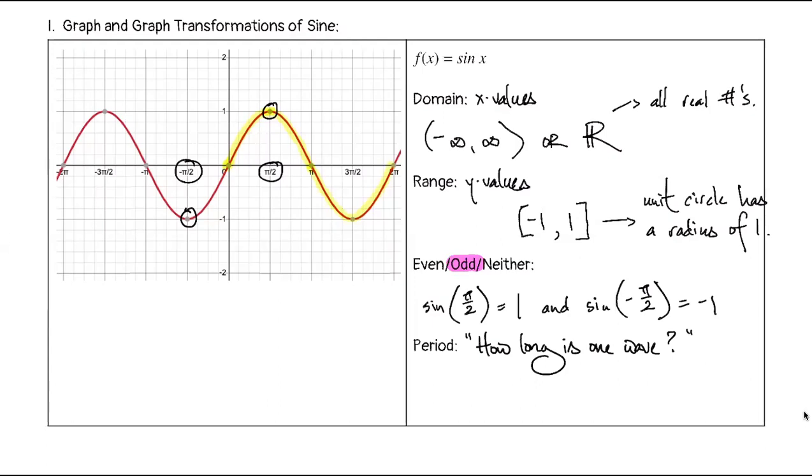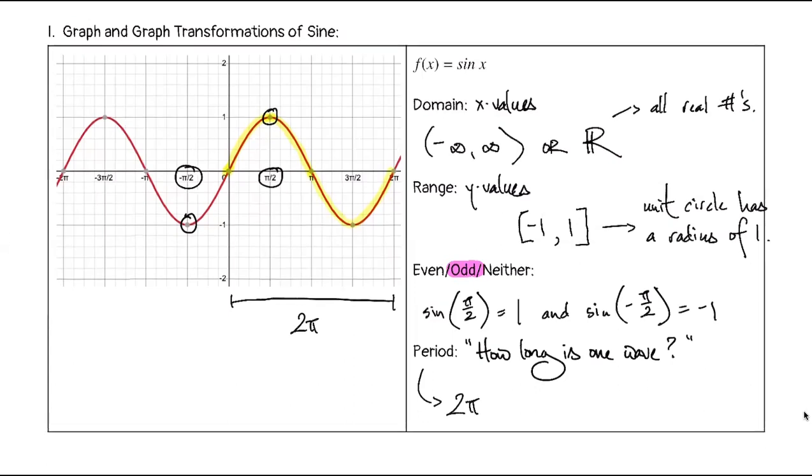Exactly. And Thea, you are correct that the distance here along the x-axis is 2 pi, okay? So in this case, our period is 2 pi. Because that's how long it takes us to get around to the same place again in the unit circle, all right? We're going to talk a little bit about frequency. All right, so are there any questions so far about sine and its domain and range and being odd and the period?